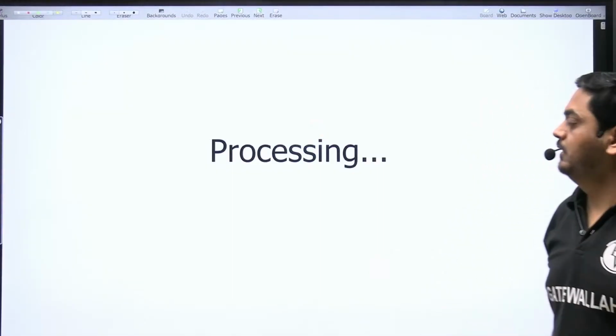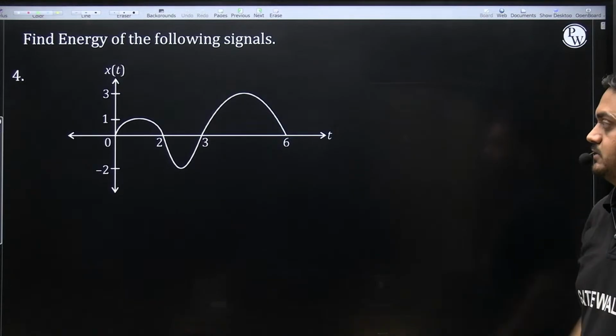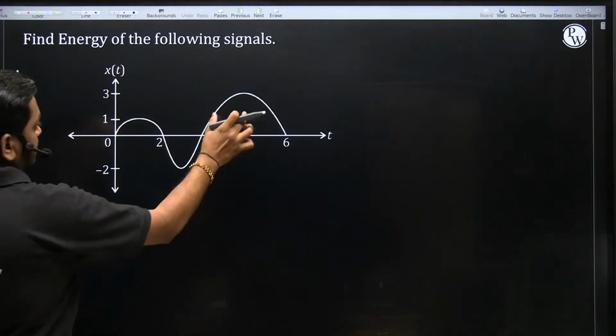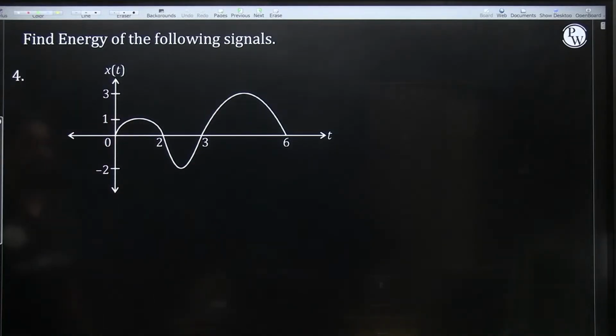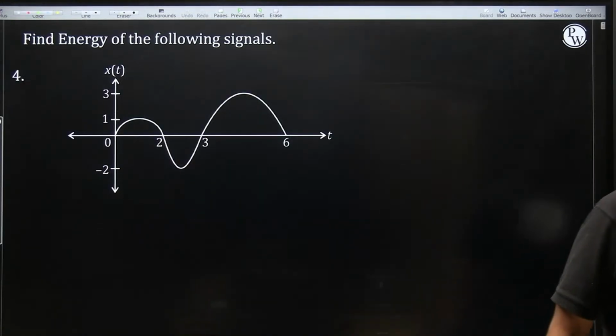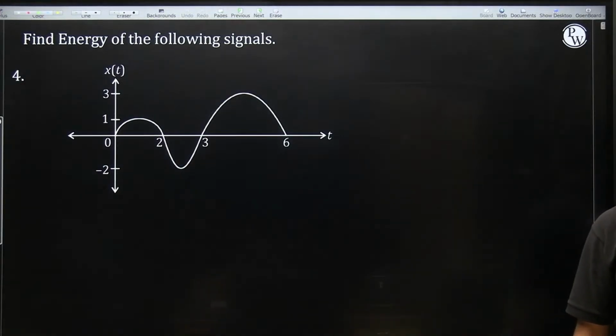Okay, now let us try this question. This is sinusoidal. This is a sine function. This is also a sine function. This is also a sine function, guys. So tell me the energy of this signal. What is the energy of this signal? Aditya, Sinchan, tell me the correct answer for this question.